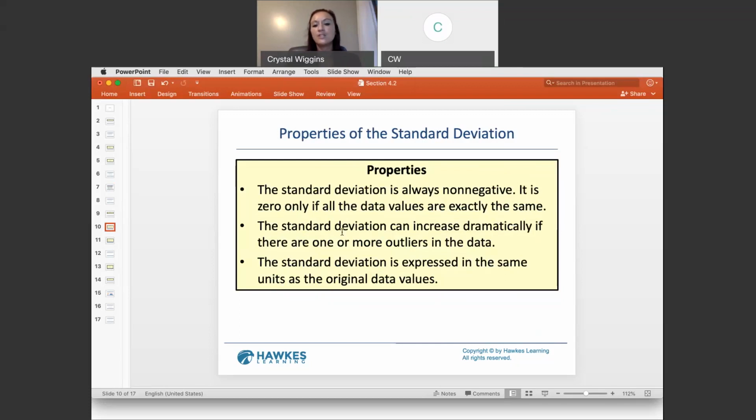The standard deviation can increase dramatically if there are one or more outliers in the data. We talked about that when the students were all in the 70s and then you had that 100, or that 0. The mean will be directly affected by an outlier. The standard deviation is expressed in the same units as the original data values. So if we're talking about heights in inches, then standard deviation is also in inches, while variance is in inches squared, which, unless we're talking about area, is really kind of hard to talk about.